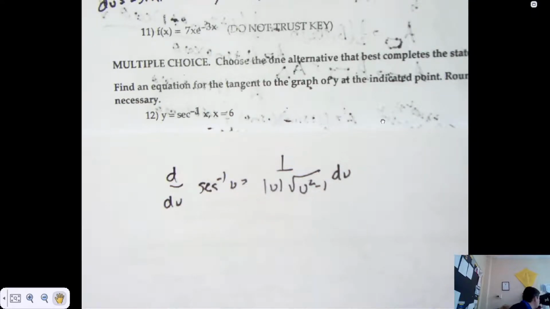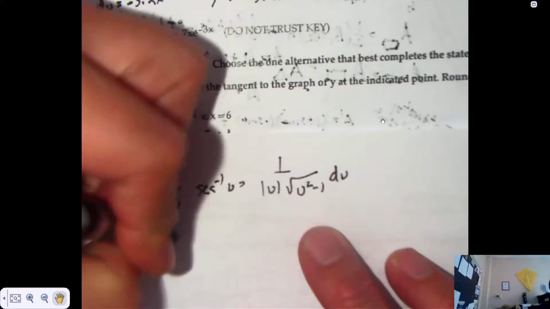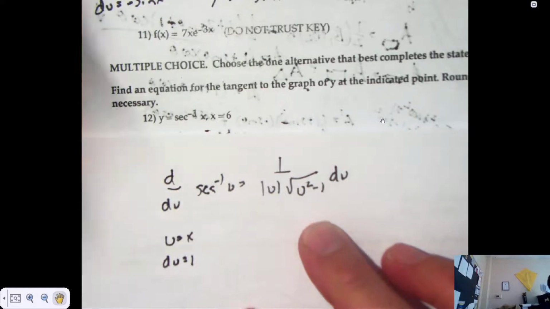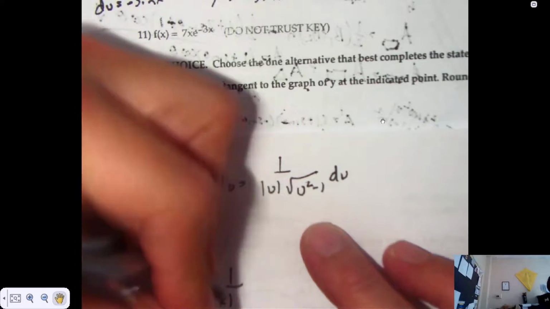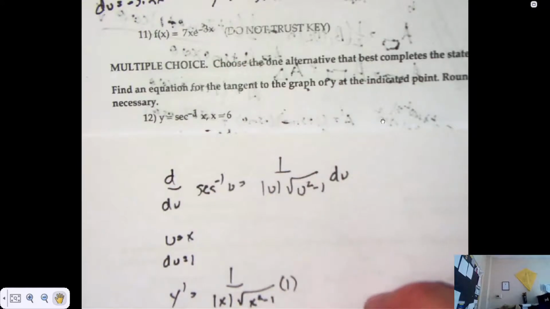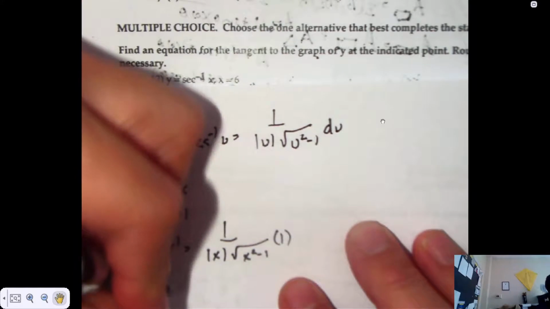We got kind of lucky on this one. It's just the arc secant of x. So u is x, right? So we look at our example. u is x, du is 1. Let's just plug an x in and be done with it. So y prime would be 1 over the absolute value of x times the square root of x squared minus 1 times that 1 for the derivative, which would be understood. Now, what we're going to do is plug in x equals 6 to get slope.